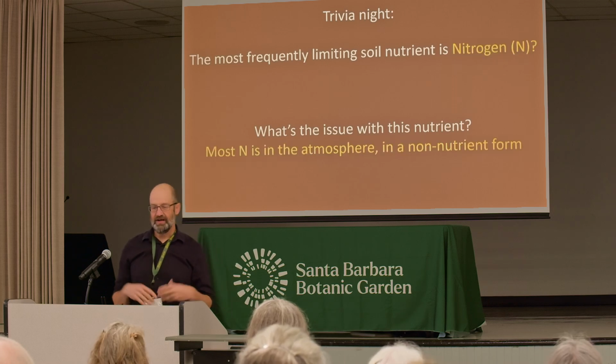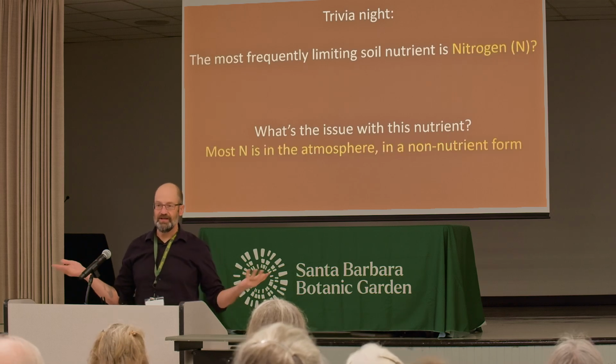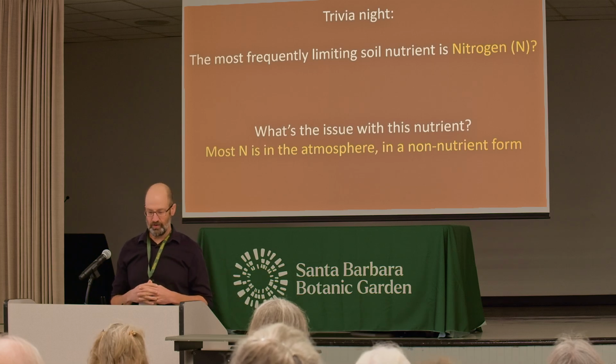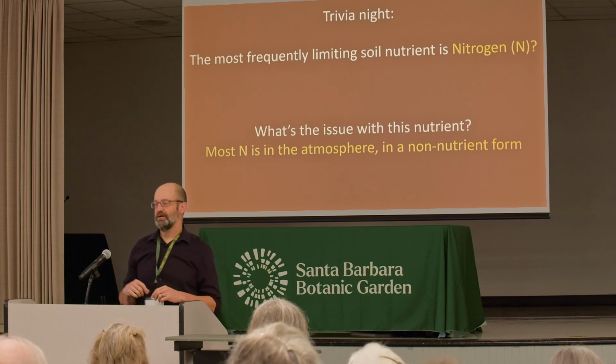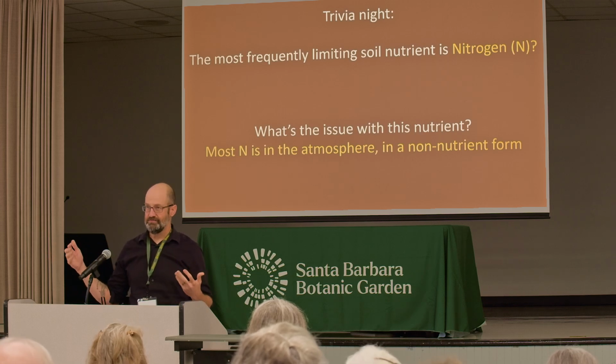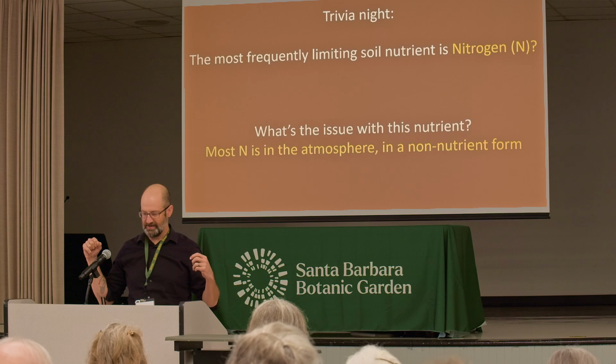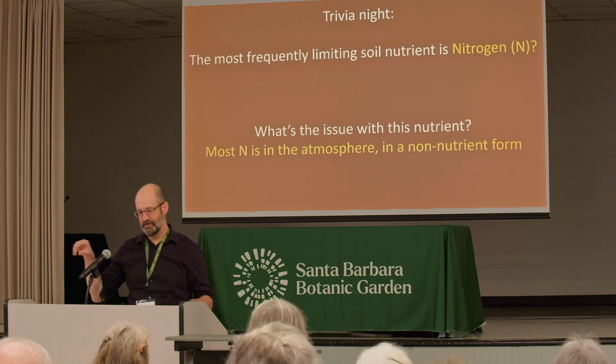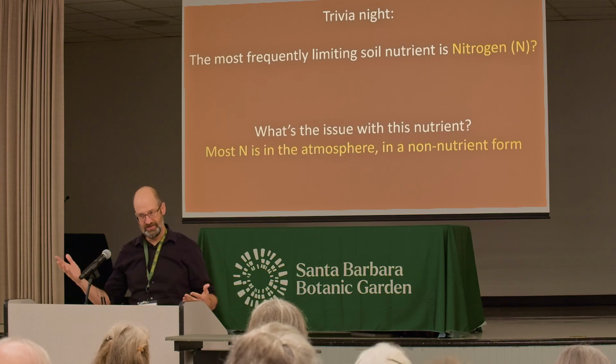So nitrogen limits many, many ecosystems around the world on land, and the problem with it is most of the Earth's nitrogen is in the atmosphere, and most of the atmosphere is nitrogen. So we're breathing it right now, but we're not benefiting from it. We have to go eat protein to get our nitrogen. The nitrogen we're breathing is just coming in and out and not doing anything for us biochemically.